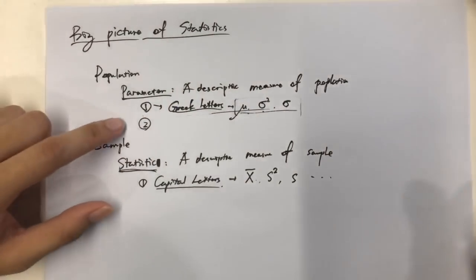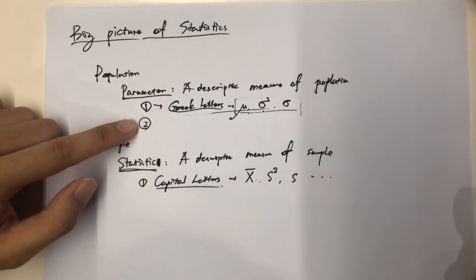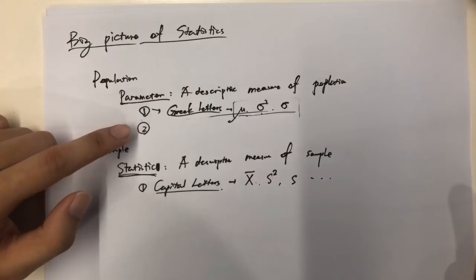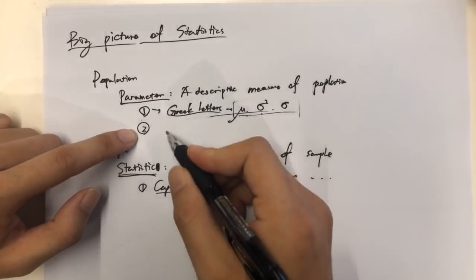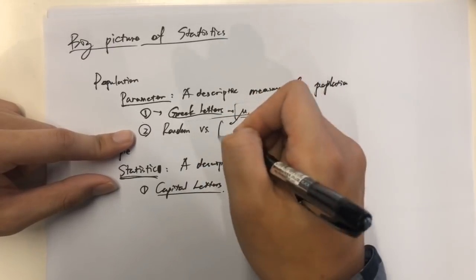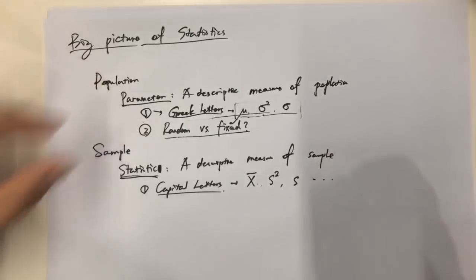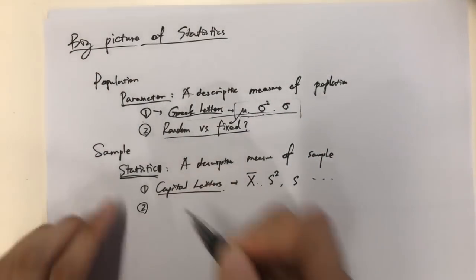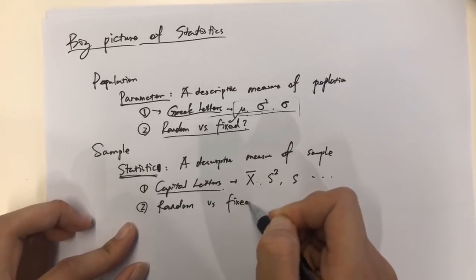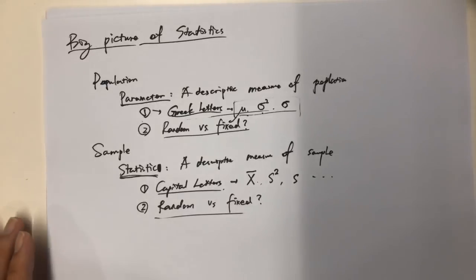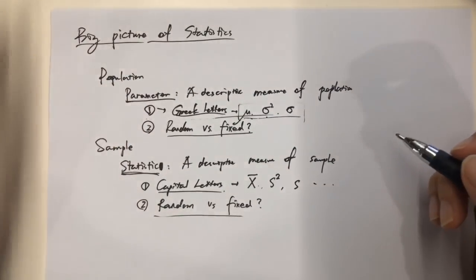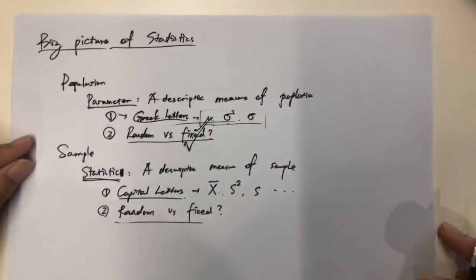Secondly, this involves your understanding of population parameters and sample statistics. Do you think the population parameter is a random variable or a fixed number? You have to think about whether it is random or fixed for parameters. Also think about whether statistics are random variables or fixed numbers. This is very important for your understanding. Someone says population parameters are fixed. Exactly, population parameters are fixed.